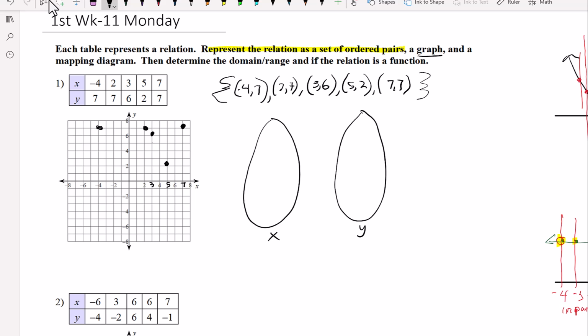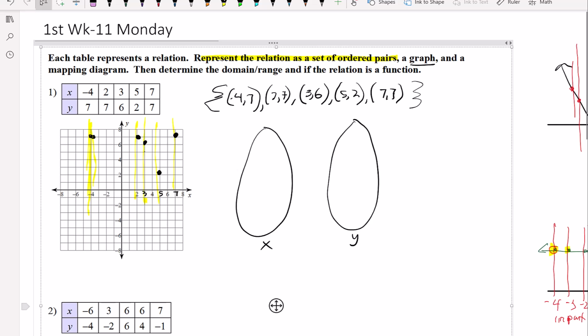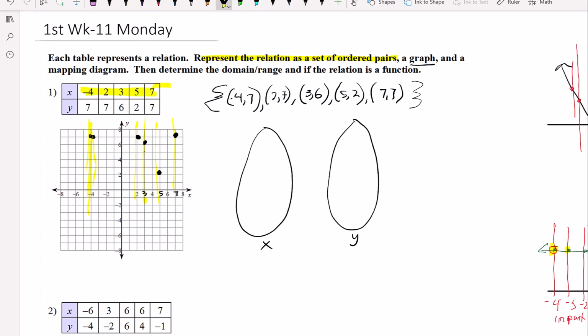Now check to see if it passes the vertical line test. If we do a vertical line through each point, it only touches once, only touches once, only touches once, only touches once. So we know right away, looking at the table, none of those x's repeat. If we look at the ordered pairs, none of those x's repeat. And the graph passes the vertical line test.